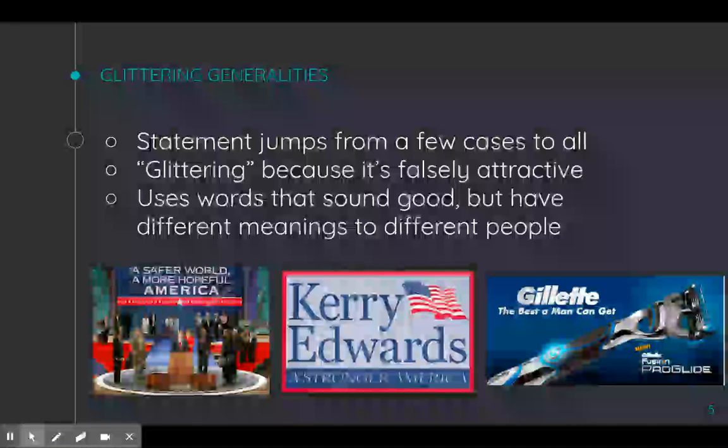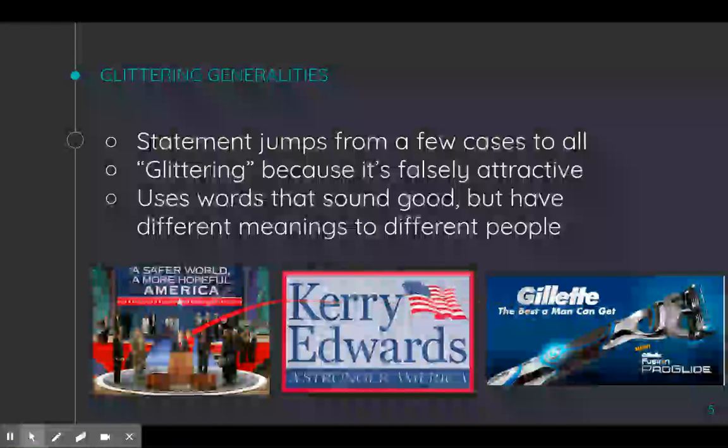Glittering generalities is the next one. This is a statement that jumps from a few cases to all. They call it glittering because it's falsely attractive. So they're going to use words that sound good and sound attractive, but these words might have very different meanings to different people. So in the advertising world, you can see here Gillette, the best a man can get. Well, what is the best, right? What's best for one or two people might not be the best for everyone. So we're generalizing, right? We're making it seem falsely attractive because what's good to one person or best to one person could mean something totally different to someone else.